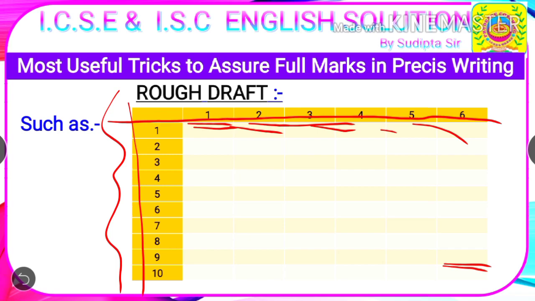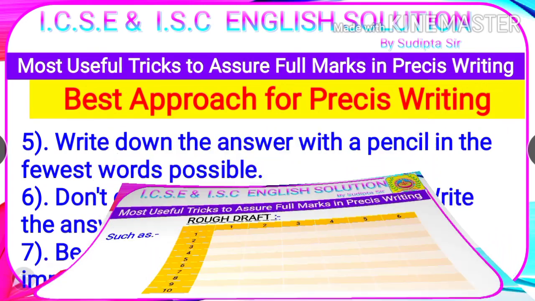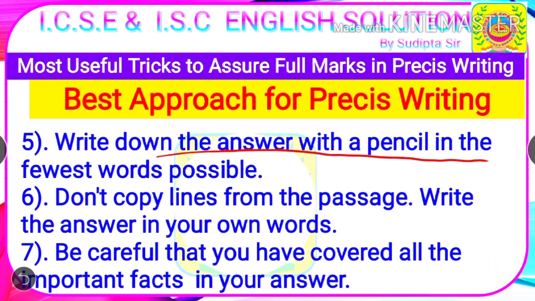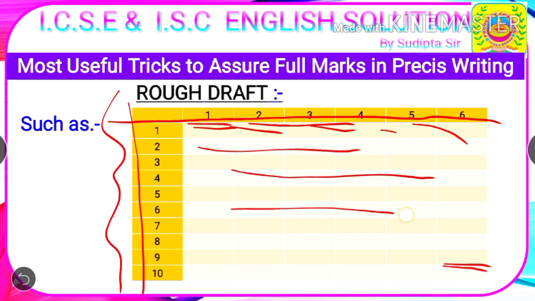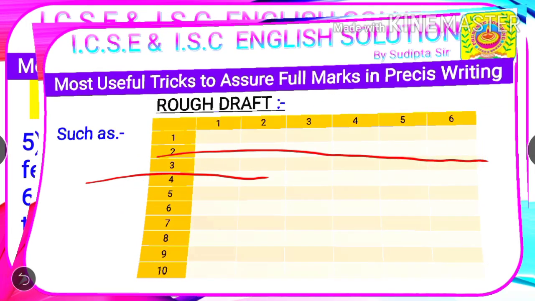So now we'll discuss the next point. Number 5, write down the answer with a pencil in the fewest words possible. That means, students, within these boxes you are writing the Precis using a pencil, because if you make some mistakes, you can correct them using an eraser. That's why this is called the rough draft.